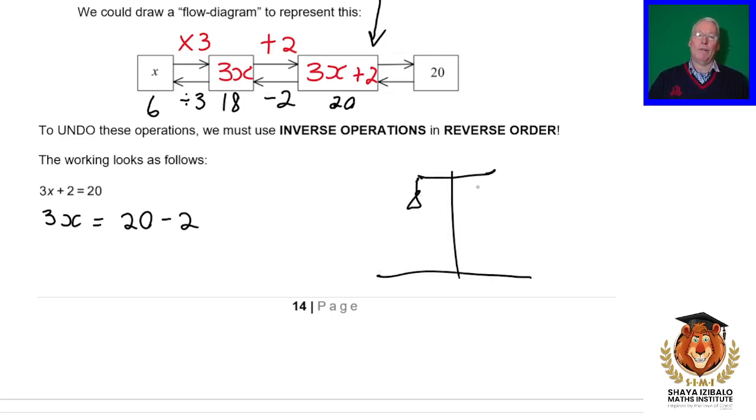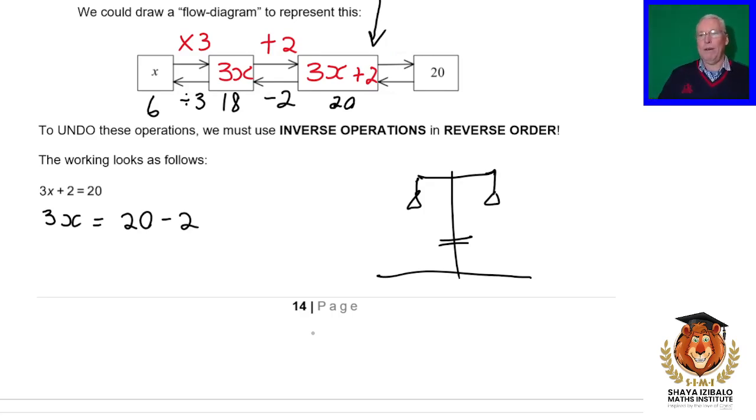At the start of the lesson, we spoke about a scale. If a scale is balanced and we do the same thing to both sides, it will remain balanced. If we add 5 to both sides, it will remain balanced. If we subtract 4 from both sides, it will remain balanced. If we double what's on both sides, it will remain balanced. But if we add 3 to one side and 2 to the other, it will not be balanced.